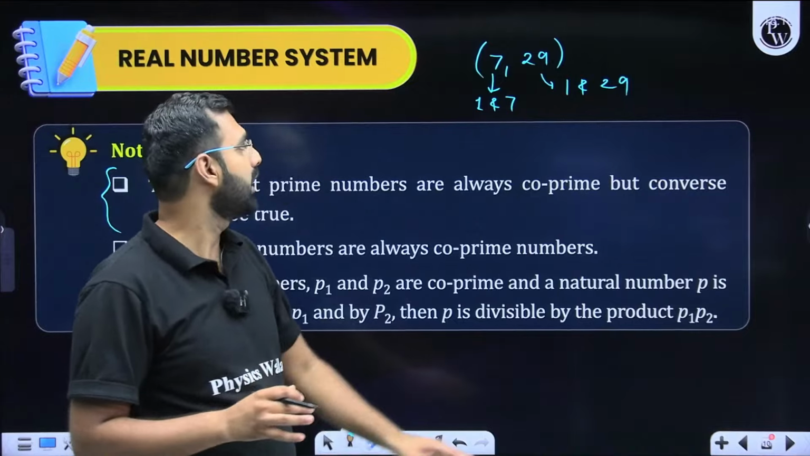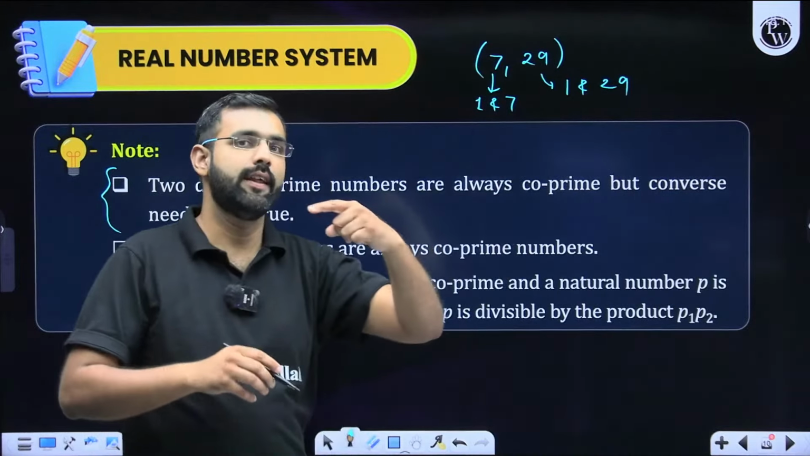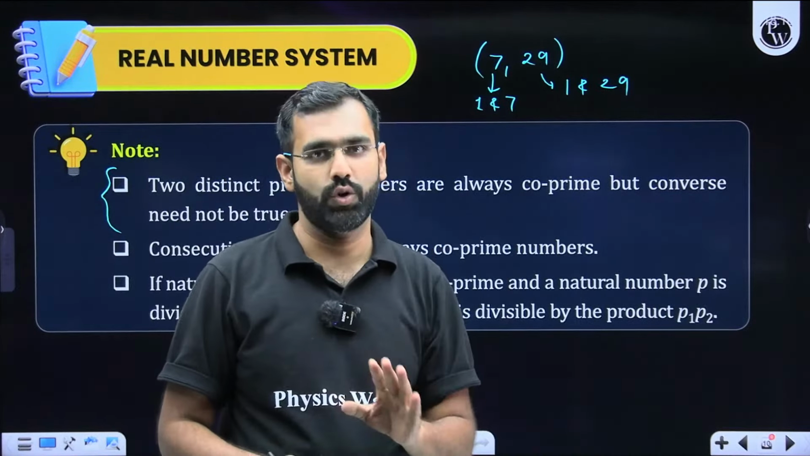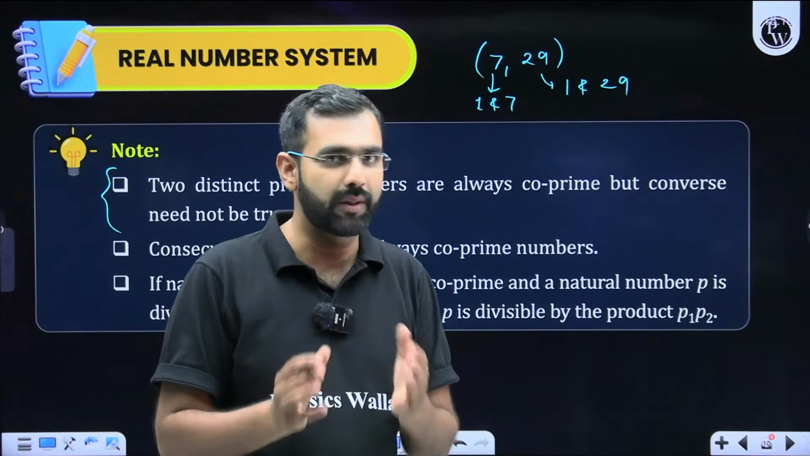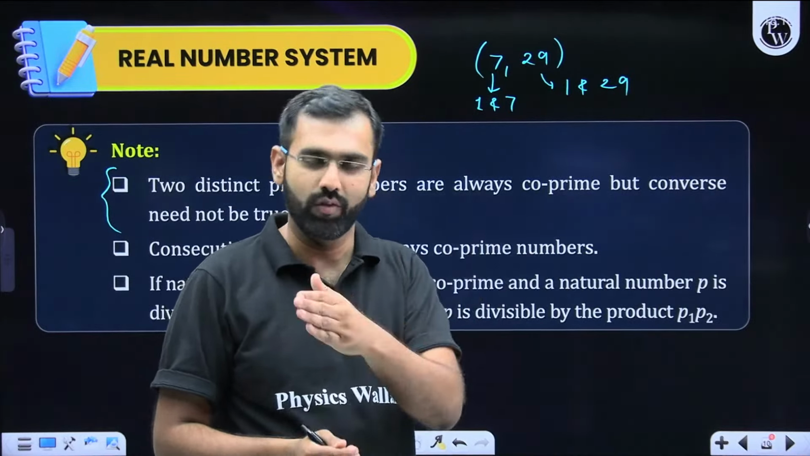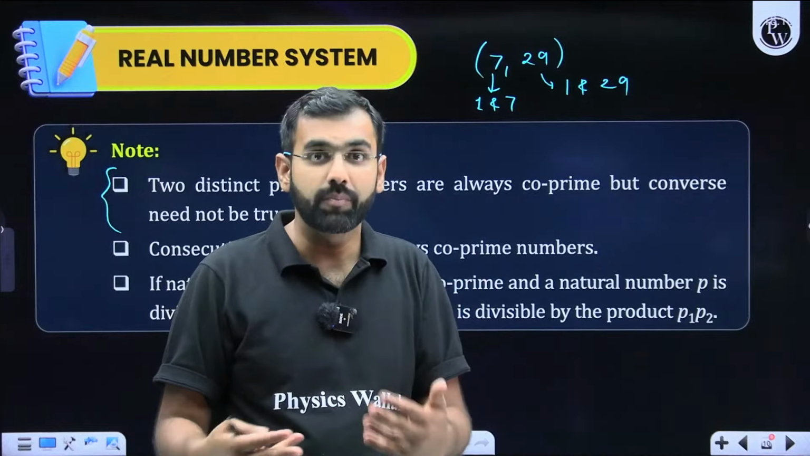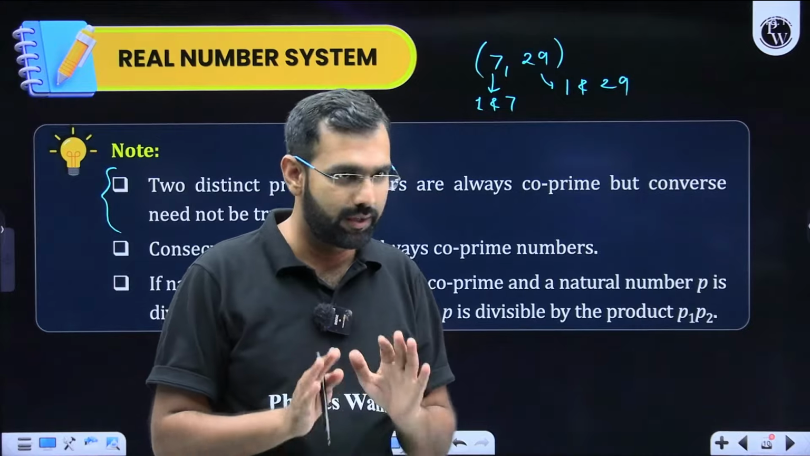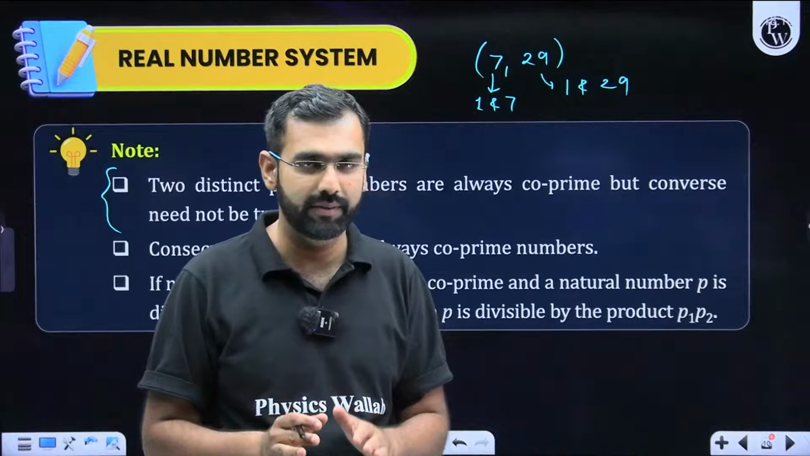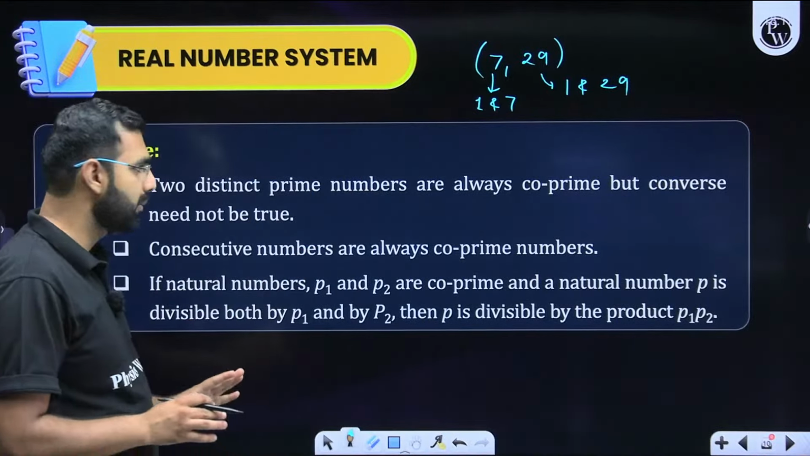The converse is not true. That means if two numbers are co-prime, they will not necessarily be prime. That is not true, as we have just discussed in the previous slide. 12 and 25 were co-prime to each other, but they were not prime. Did you understand that statement, all the participants? Can I move ahead from here? Everybody with me on this?